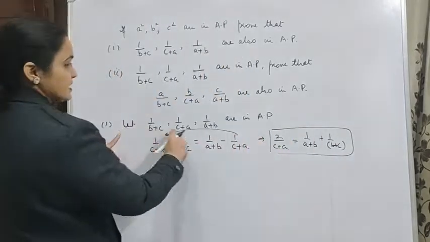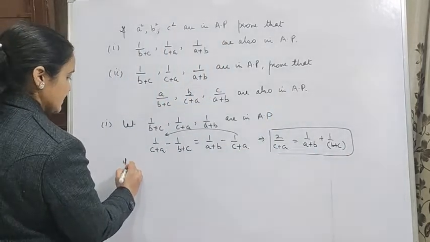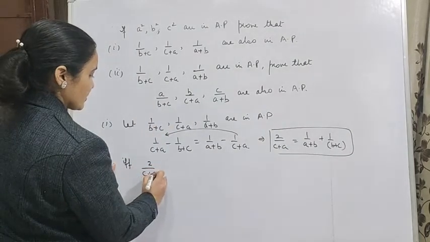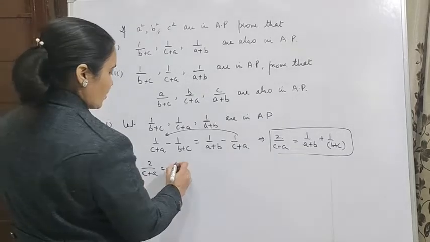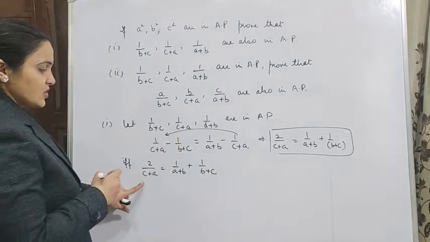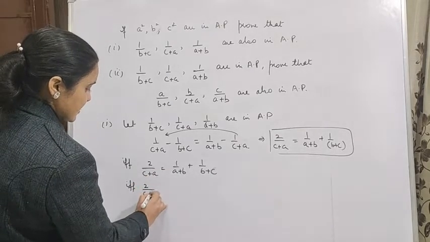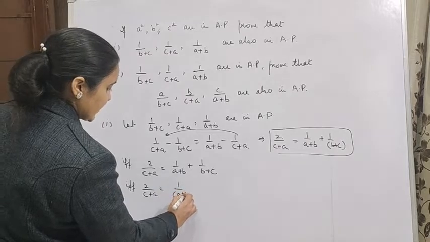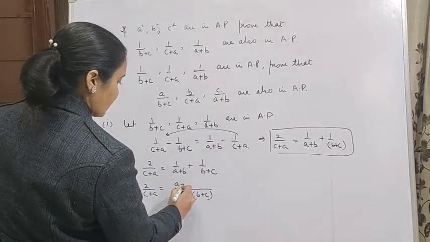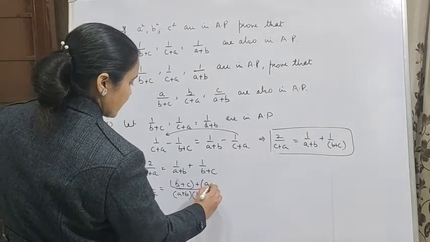So these terms are in AP if left hand side is equal to right hand side. That is, this is an AP if and only if 2 times 2 upon C plus B, C plus A is equal to 1 upon A plus B plus 1 upon B plus C. So let us now calculate this. If and only if 2 times C plus A is equal to 1 upon A plus B, take the LCM, B plus C. And you have B plus C, this is B plus C plus A plus B.